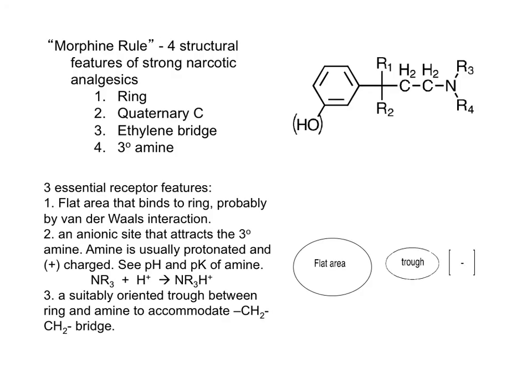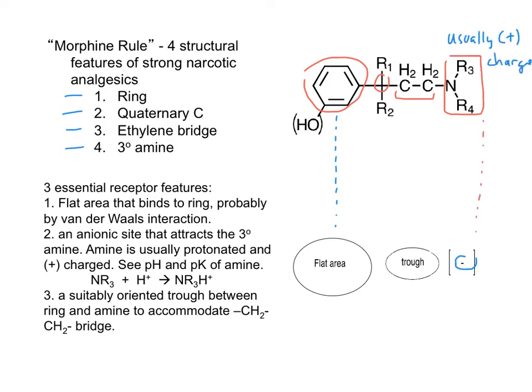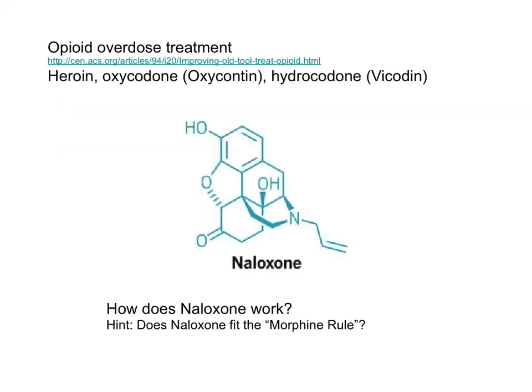According to the morphine rule, there are 4 structural features of strong narcotic analgesics. The receptor has a flat area that binds to the ring, an anionic site that binds to the amine, and a trough that accommodates the ethylene bridge. To treat heroin or other opioid overdose, naloxone is used.